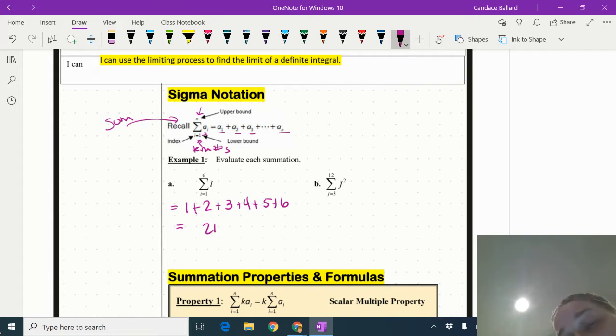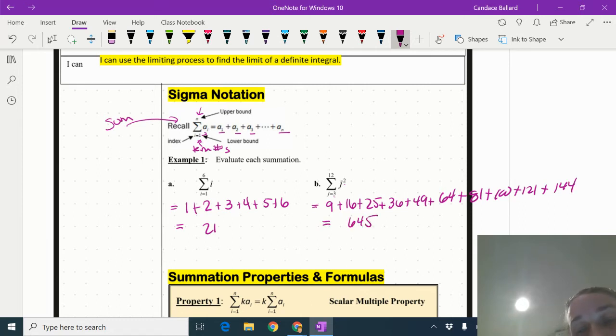Now, I could use a calculator on this other one, but I'm just going to go ahead and do it by hand. So I know that I'm starting at 3 this time, and I'm substituting it in. So I've got 9. I'm going to square it in my head. So 9, 16, 25, 36, 49, because I'm putting the 7 in there. I'm putting an 8 in, 64, put a 9 in, 81, put a 10 in, 100, 11, 121, and 12, 144. So when I add all of those up, I would get 645.